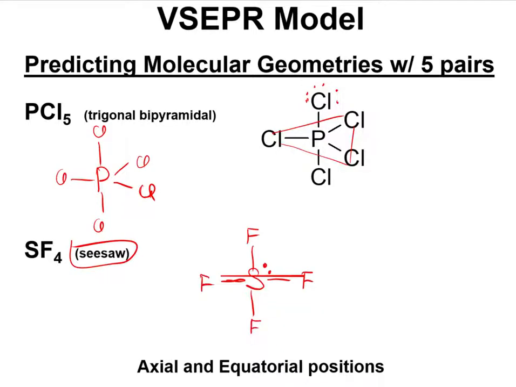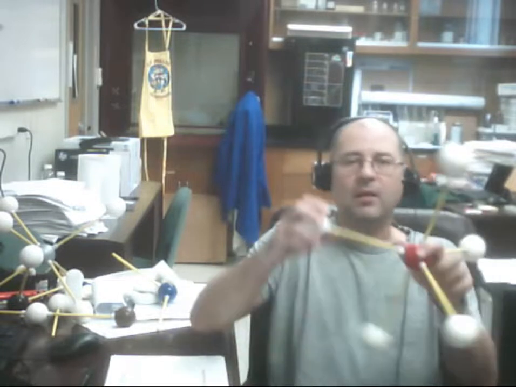Okay, so we have 5 regions. We know electronically it is a trigonal bipyramid. But the question is, which one of the atoms is going to be replaced? Is it going to be the axial or the equatorial position? You need to think about that, and maybe have some more information before you can make that call. So imagine this right here.